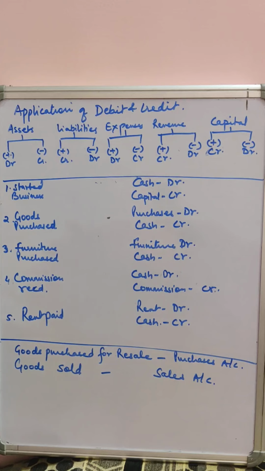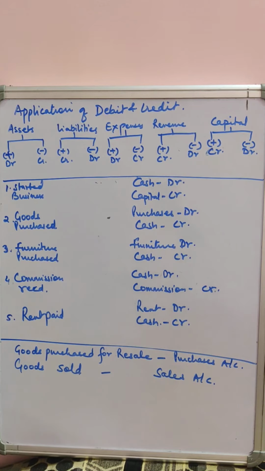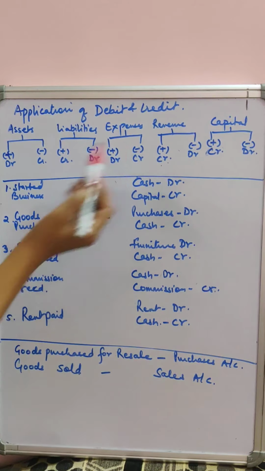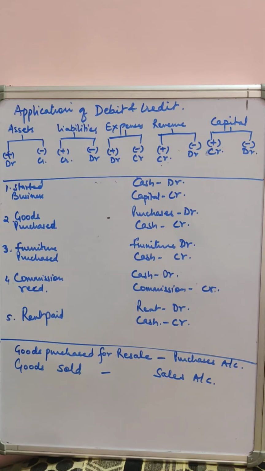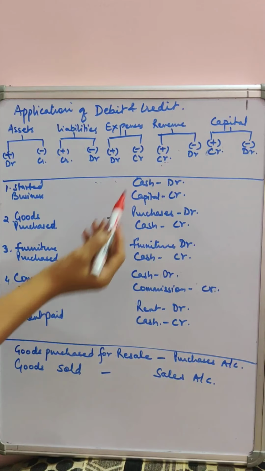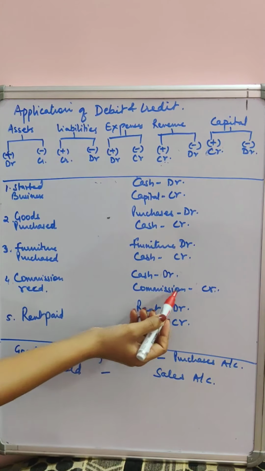Rule for asset says that whatever increases we need to debit. So here what are we increasing? Cash. When commission is received, your cash increases. And what is the rule for revenue? Any increase in revenue, more and more commission will increase your income. So that increases your revenue. So the rule for revenue says that any increase in revenue will be credited.